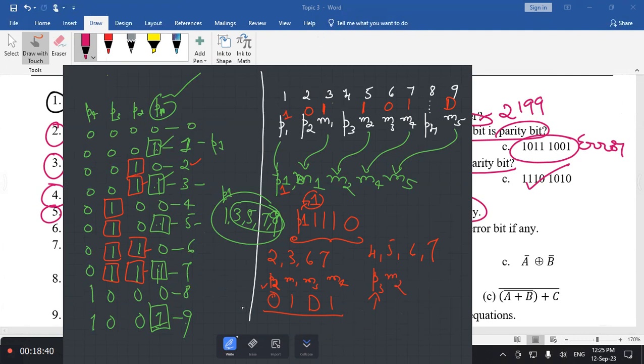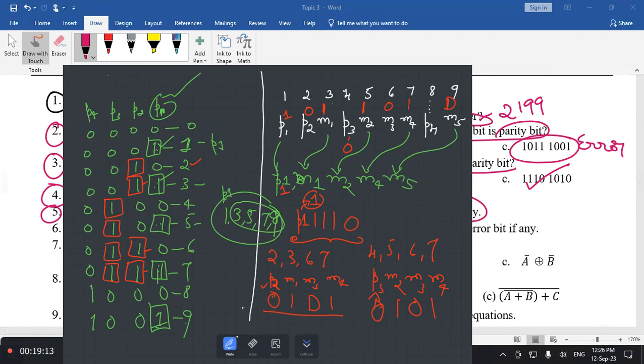What is there in the fifth position? M2. What is there in 6? M3. What is there in 7? M4. What is M2? M2 is 1. What is M3? 0. What is M4? 1. So can you tell me what will be P3 now? 0. P3 will be 0. That means P3 is going to be 0 here. Done. You got the Hamming code now. What is the complete Hamming code now?